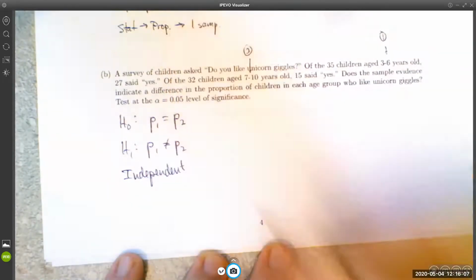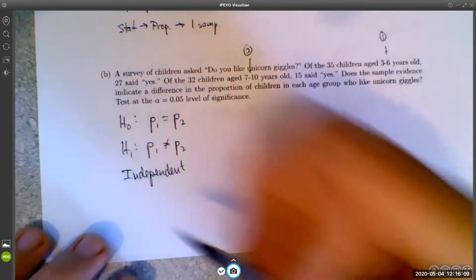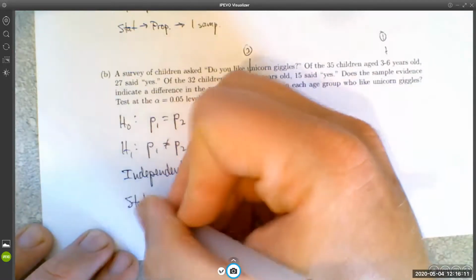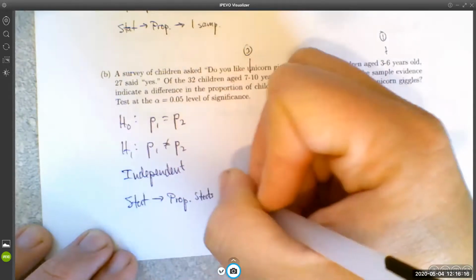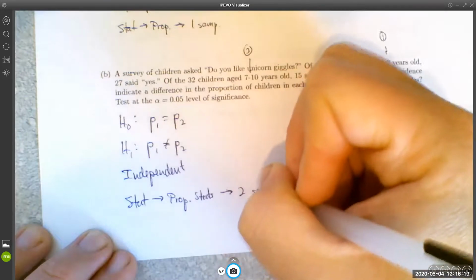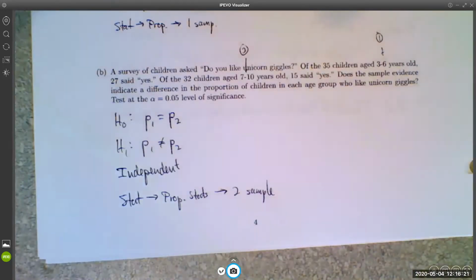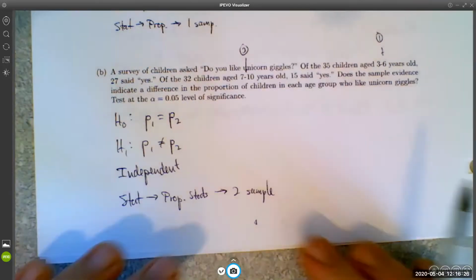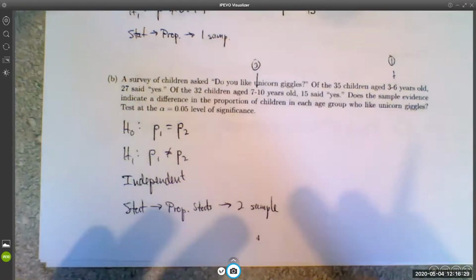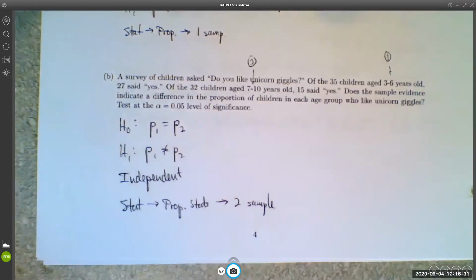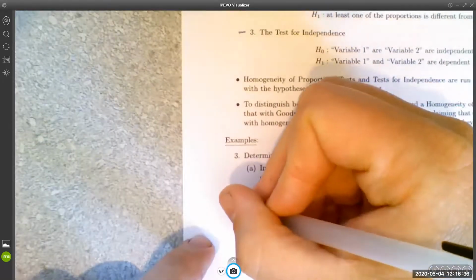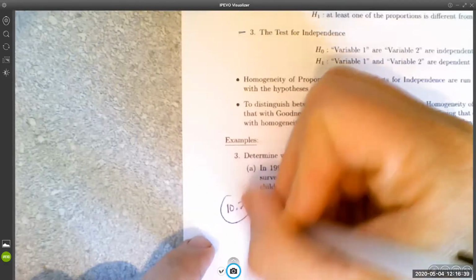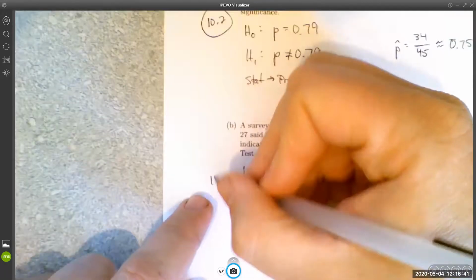So if you're testing two proportions and the samples are independent, that's when you go to Stat, Proportion Stats, Two Sample. And then of course you have to enter the number of successes and number of observations for each group and so on and so forth. But I'm not interested in actually running the test. I just want to make sure we can set it up correctly. So that's that one. By the way, we covered this in 10.2. We covered this in 11.1.